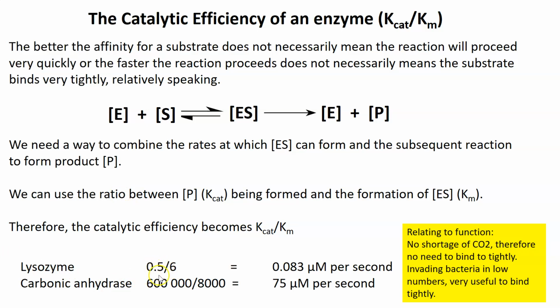we know that the kcat for lysozyme is 0.5. Okay, kcat 0.5. So it doesn't appear very quick, but the KM is extremely small, so it has a very tight affinity. And that gives you this. Okay, so the catalytic efficiency is that it can produce 0.083 micromolar of product per second. Whereas carbonic anhydrase, although the turnover number was quite big, when you compare it as a ratio of the KM, it's not as impressive. Still, it's much quicker than the lysozyme at 75 micromolar per second.